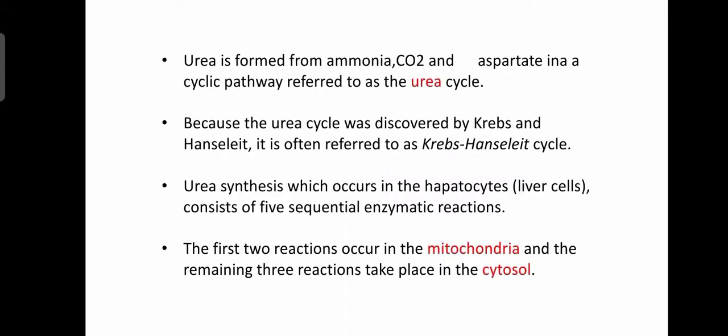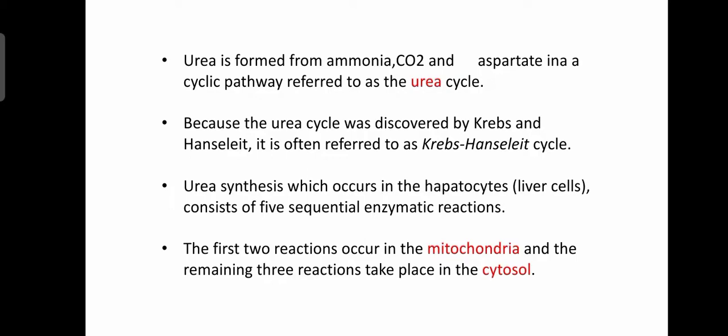Hi everyone, today we are going to learn about the urea cycle with simple mnemonic tricks for the intermediate steps and also for the enzymes. So the urea cycle is the first metabolic pathway to be elucidated. Urea is formed from ammonia, carbon dioxide, and aspartate in a cyclic pathway which is referred to as the urea cycle.